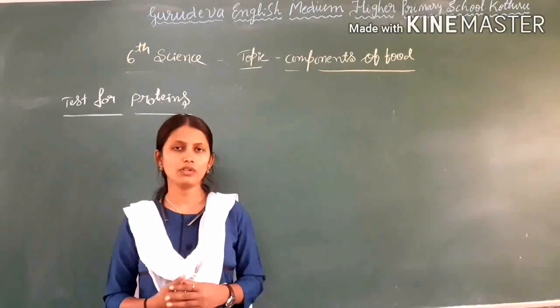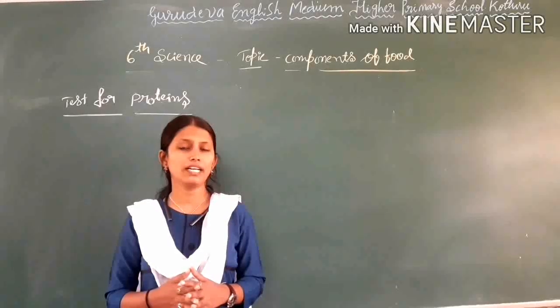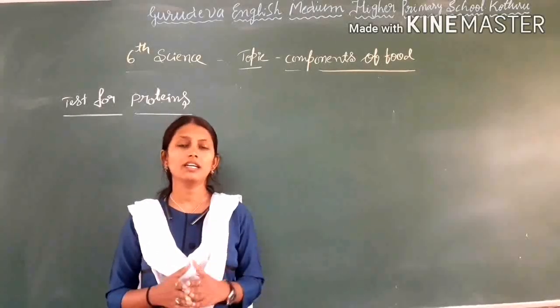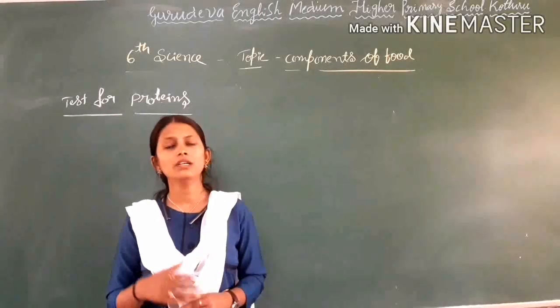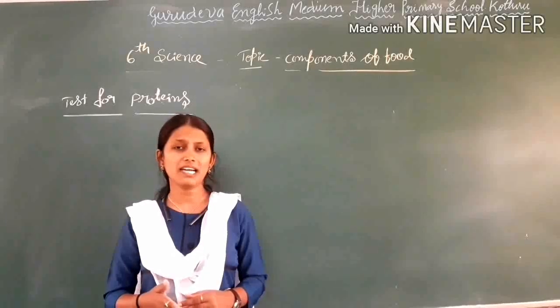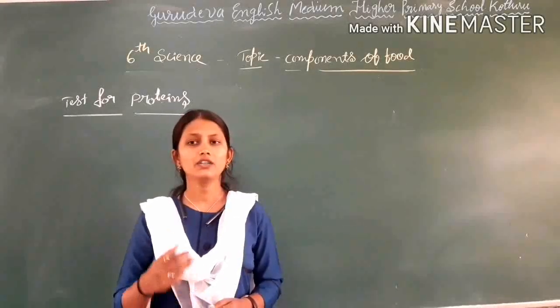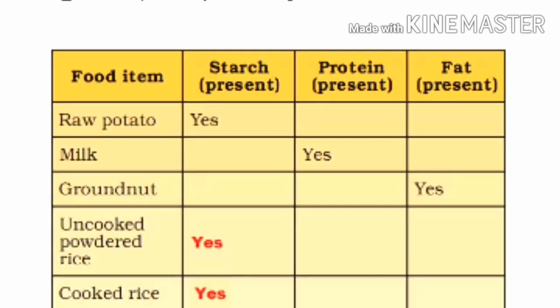From this experiment we came to know that to test the presence of protein, if the color of the food item turns into violet, then it shows the presence of proteins in your food item. So now you can repeat this activity for the other food items given in activity 2, in table 2.2. Here there are different varieties of food items, that is starch, proteins and fats.